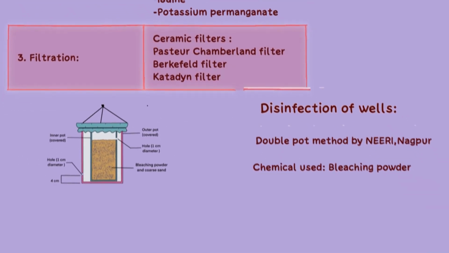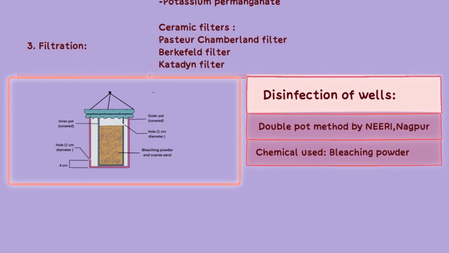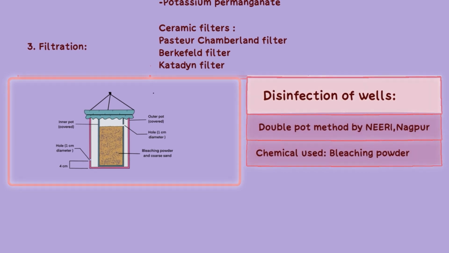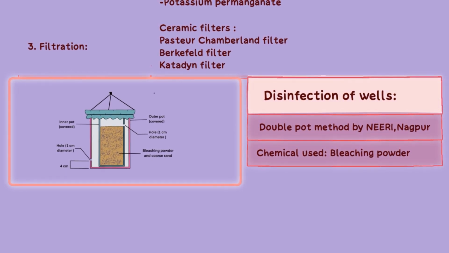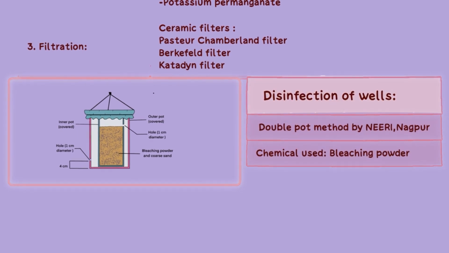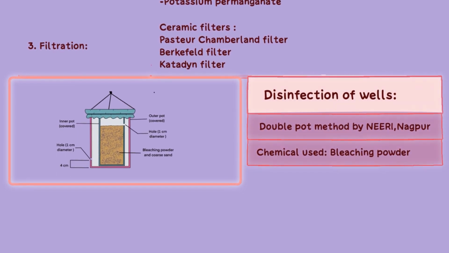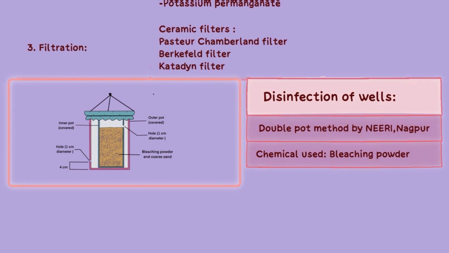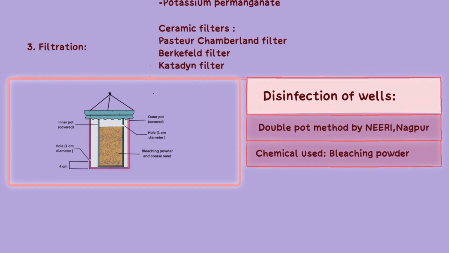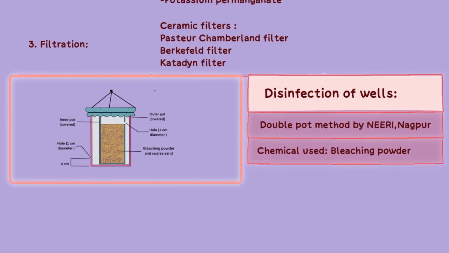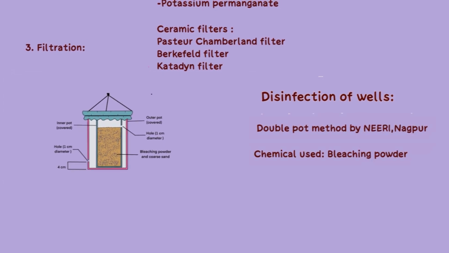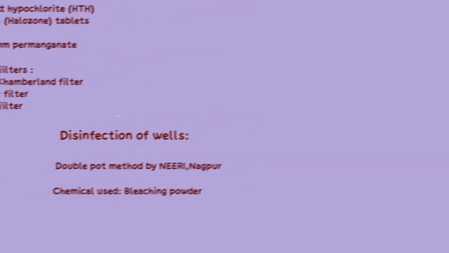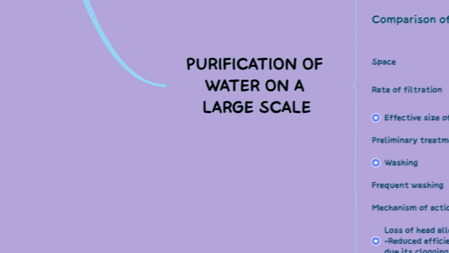Many Indian households had water wells as their primary source of water. To make the well water pure, the double pot method was devised by the National Environmental Engineering Research Institute in Nagpur. This method involves using bleaching powder or calcium hypochlorite as a chemical disinfectant to treat well water and make it safe for consumption.